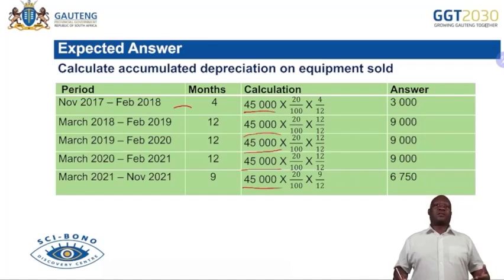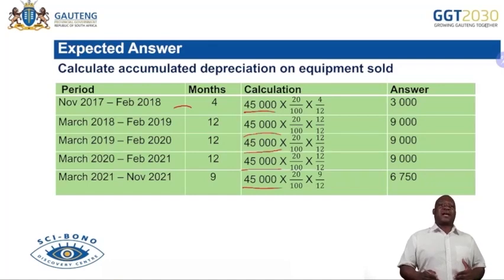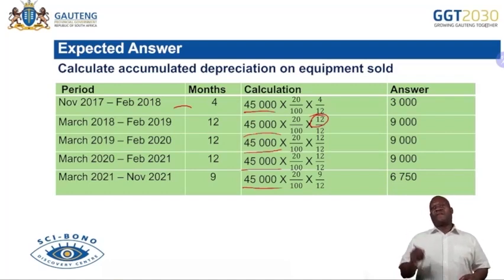It gives us 3,000. Now, when we get into the next year, 2018, the asset is there from the start to the end of the year. So the only change is the number of months, 12 months. When we calculate, it's 9,000. The same happens the following year, 2019 to 2020, and 2020 to 2021. In these periods, the asset is in the business for the whole year, and because of that, the total amount of depreciation is the same. Remember, we are using the cost price method, the fixed installment method.